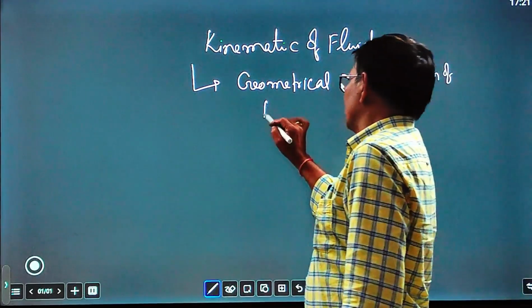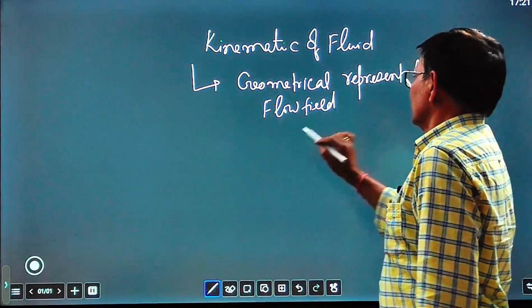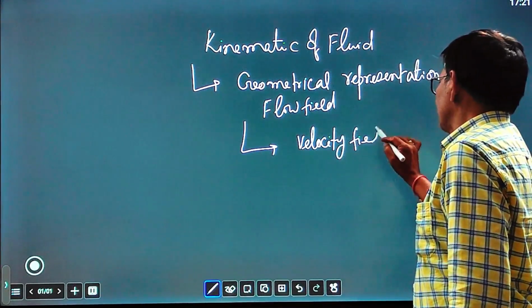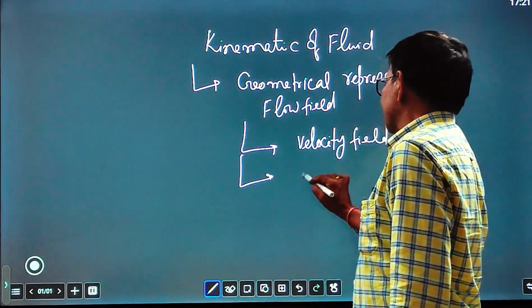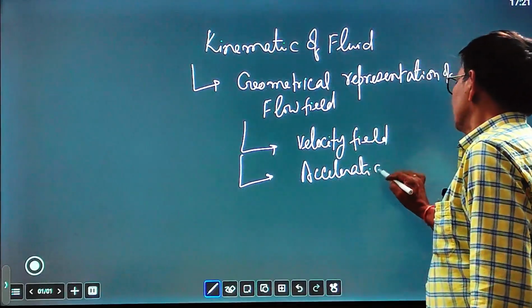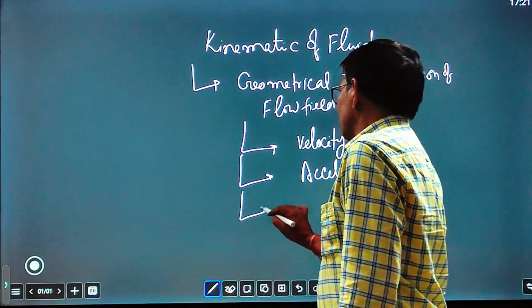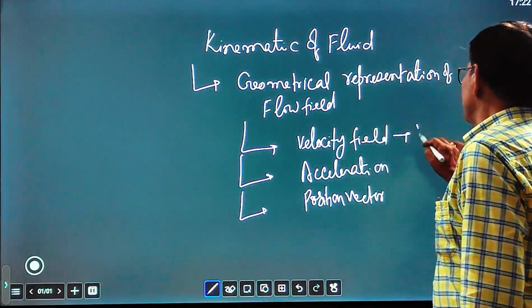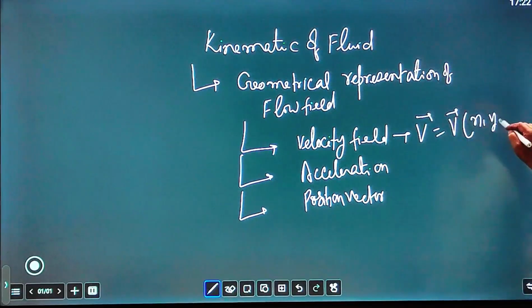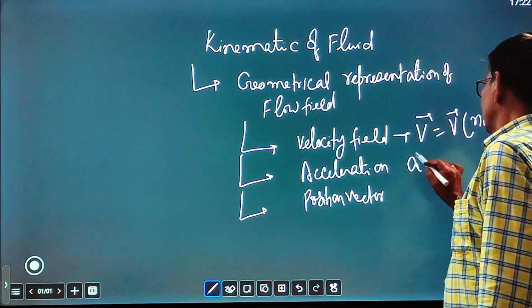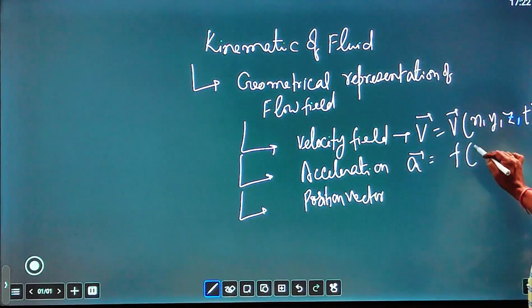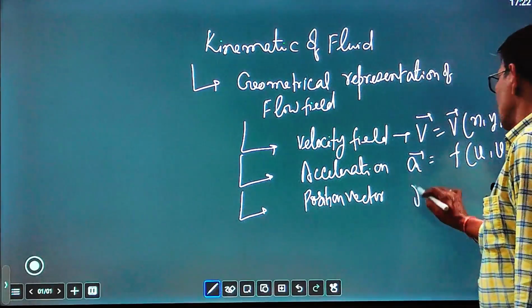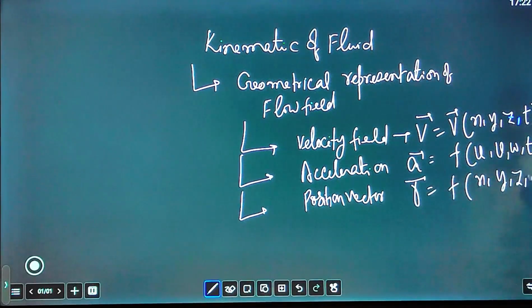Geometrical representation of the flow field. Flow field may be a velocity field, or you can define it as an acceleration field in accelerated flow. And there are methods by position vector. The flow field V is a function of x, y, z and t, and acceleration is a function of u, v, w and t. Position vectors are functions of x, y, z and t.